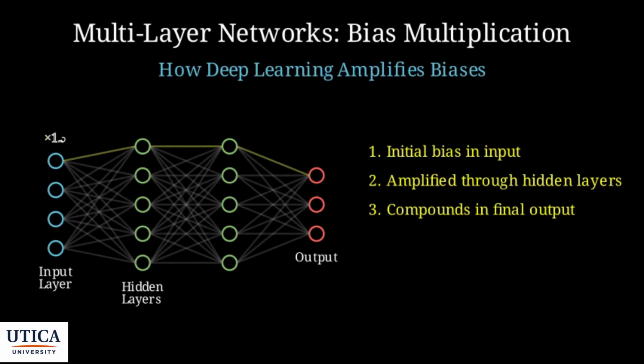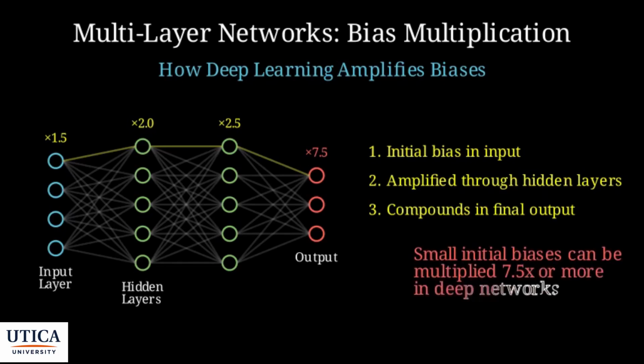Let's put some numbers to this. At each layer, the bias gets multiplied. By 1.5 at the first layer, 2.0 at the second layer, and 2.5 at the third. This might seem like small increases, but watch what happens. The final result is that our initial bias has been multiplied by 7.5 times. This is only a simplified example. In a real neural network with hundreds of layers, the amplification can be much more dramatic.